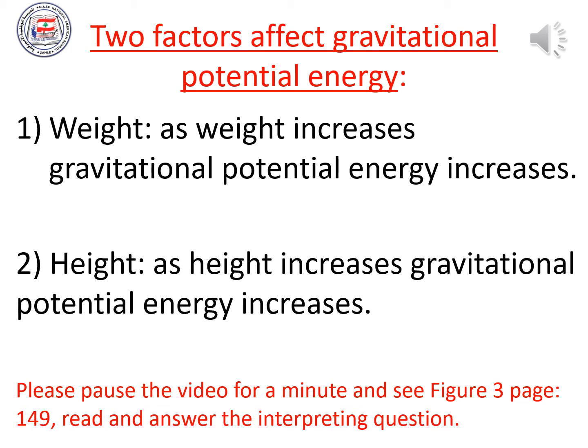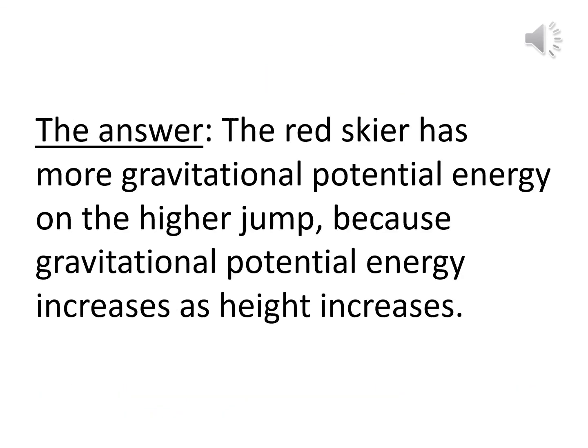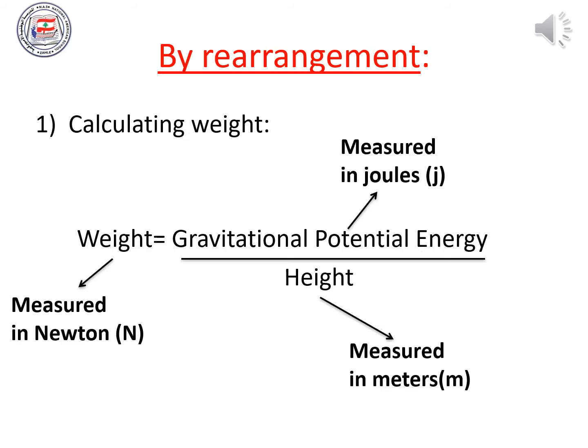Please pause the video for a minute and see figure 3, page 149. Read and answer the interpreting question. The answer is, the red skier has more gravitational potential energy on the higher jump because gravitational potential energy increases as height increases.